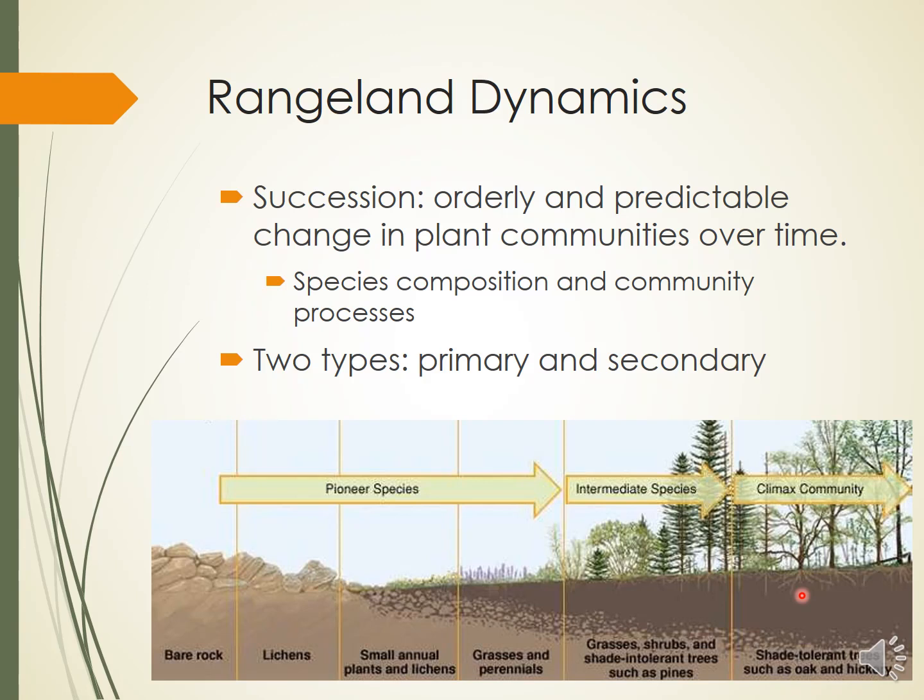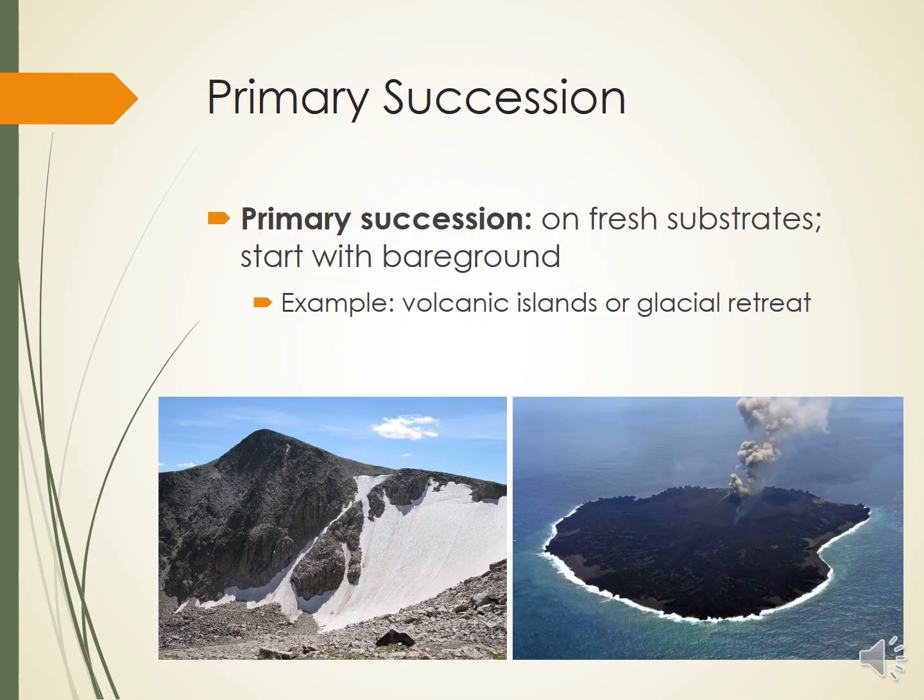So when we're talking about succession, we can categorize it into two types, and that is primary and secondary. Primary succession occurs when we have fresh substrates, when we're starting from virgin bare ground. That illustrated example I gave in the previous slide is an example of primary succession because it starts at that bare ground state. So probably the most commonly given example of primary succession are volcanic islands or volcanic island building.